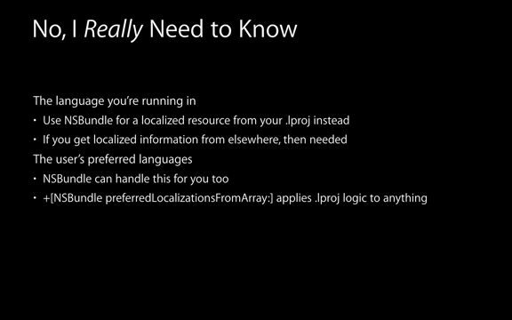Similarly, if you have a set of language resources from elsewhere, say they're stored on a server, and you need to pick the right one, you might think you'd need to read the user's preferred languages. But NSBundle can handle this for you. There's a class method, preferredLocalizationsFromArray. You hand it an array, which is a list of language identifiers that represent your localized resources, and it will match that against the user's preferences and pick the right one for you to use. You don't need to read the preferences directly. And this will use the same logic that NSBundle uses when picking localized resources out of a bundle.